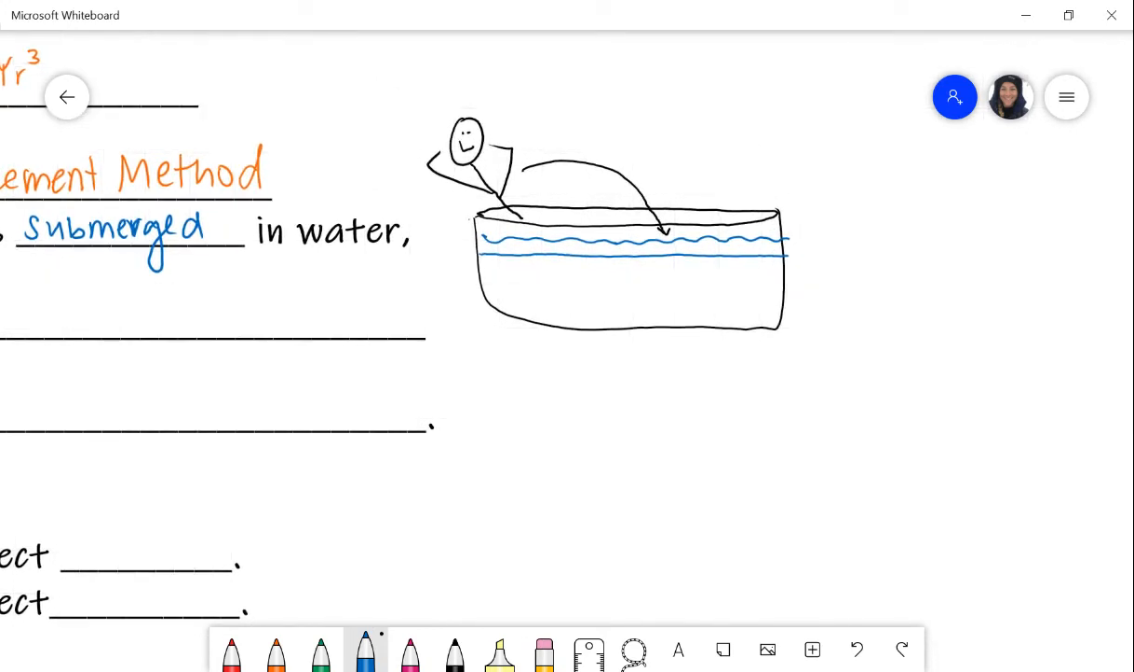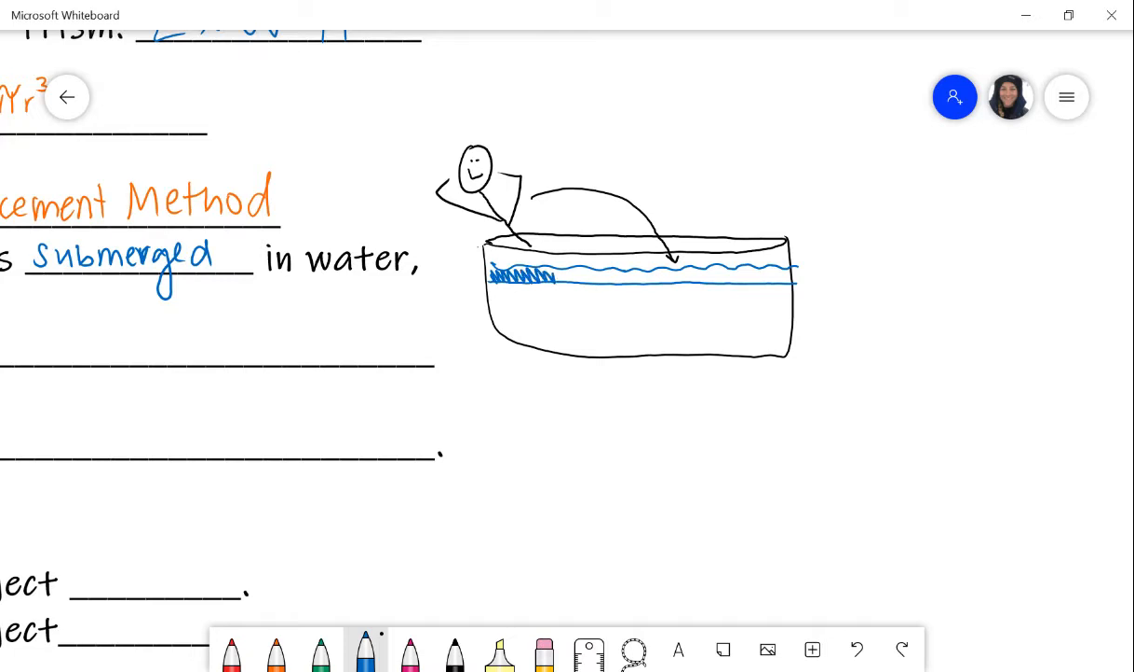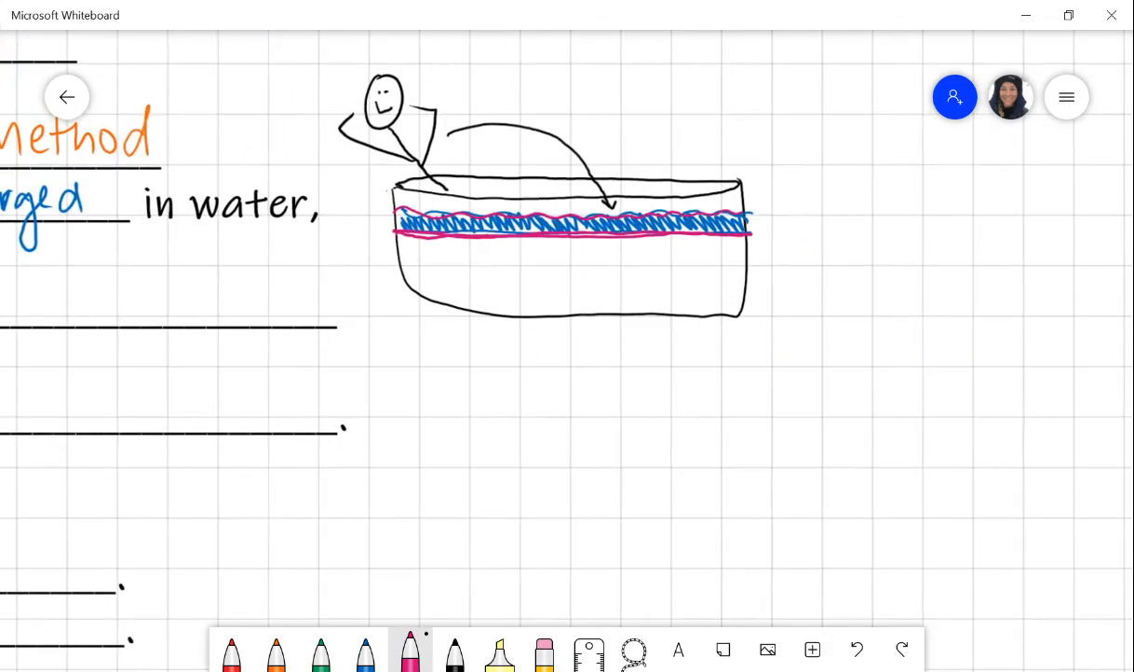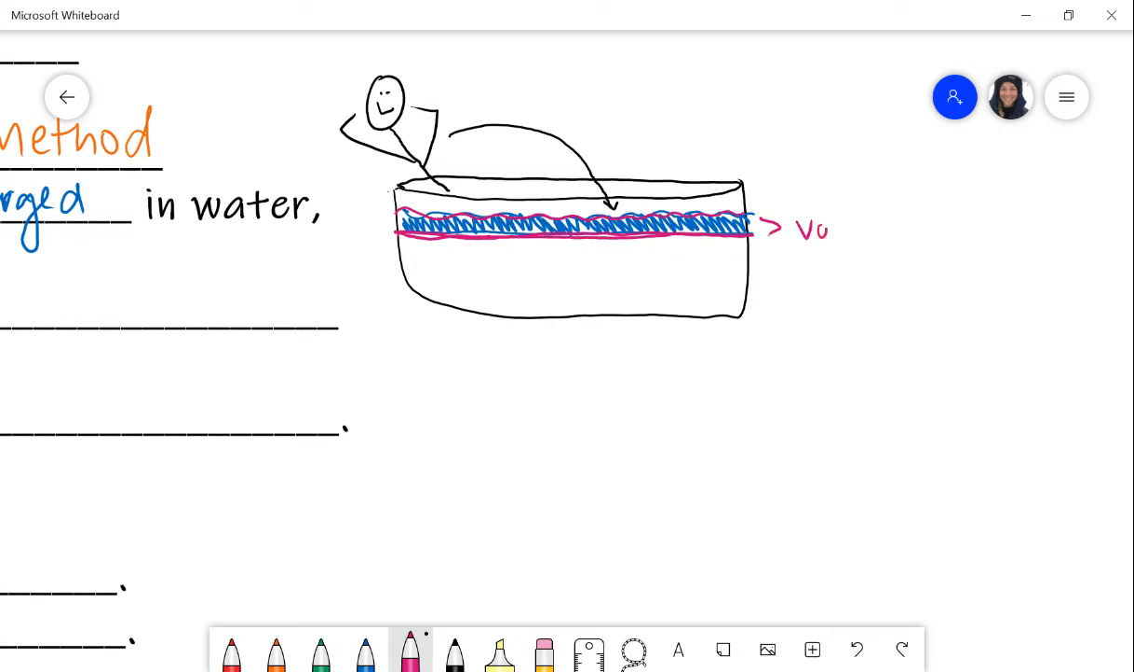So let's see. This is going to be the volume of his body, which I know sounds kind of weird. So let's say before he gets in at all is this pink line. That's before he even steps a toe in the water. If he gets in and he sinks his whole body down, the new level is here. The exact volume of this water, however many milliliters or liters that is, the exact volume of the water that's displaced is the volume of his body. And this is called the water displacement method.